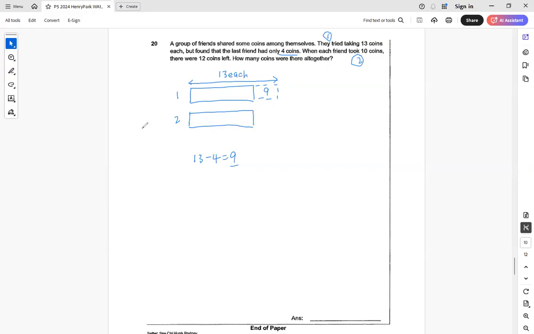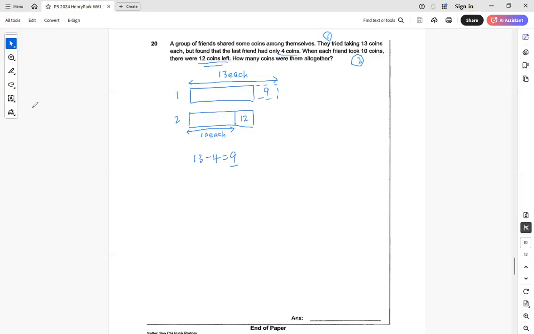Okay, scenario 2. When each friend took 10 coins, there were 12 coins left. This one is coins that are extra, so this one has a surplus. After each friend took the 10 coins, they still have 12 coins left. So this 12 is within the number of coins that they have. So from here to here, it means that they can each take 10. So 10 each. This one here, we rewrite it.